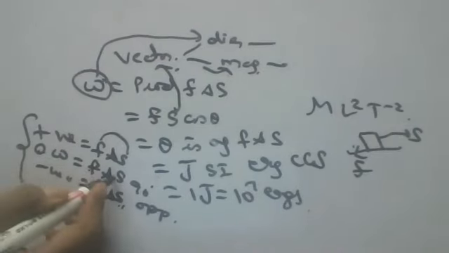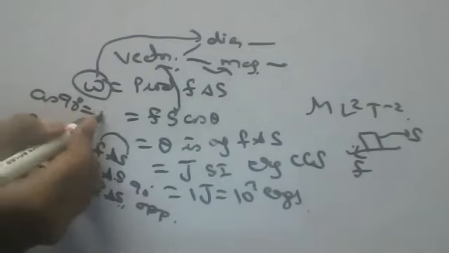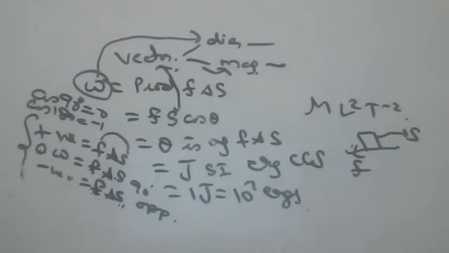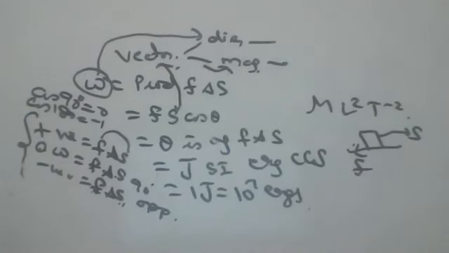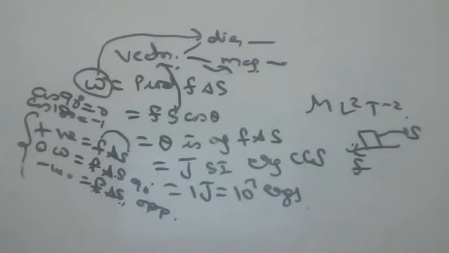Zero work means force and displacement are perpendicular to each other, because cos 90 is equal to 0, and cos 180 is equal to minus 1, which means opposite, so negative work is said to be done. Okay, children. And numericals we'll do in the next class on this. All of you learn the topics which I told in the work perfectly.